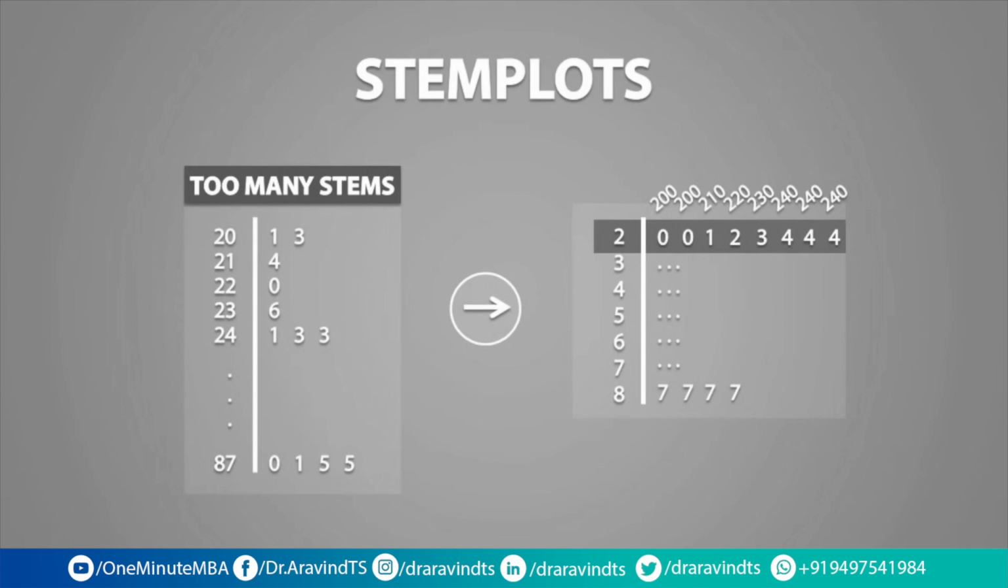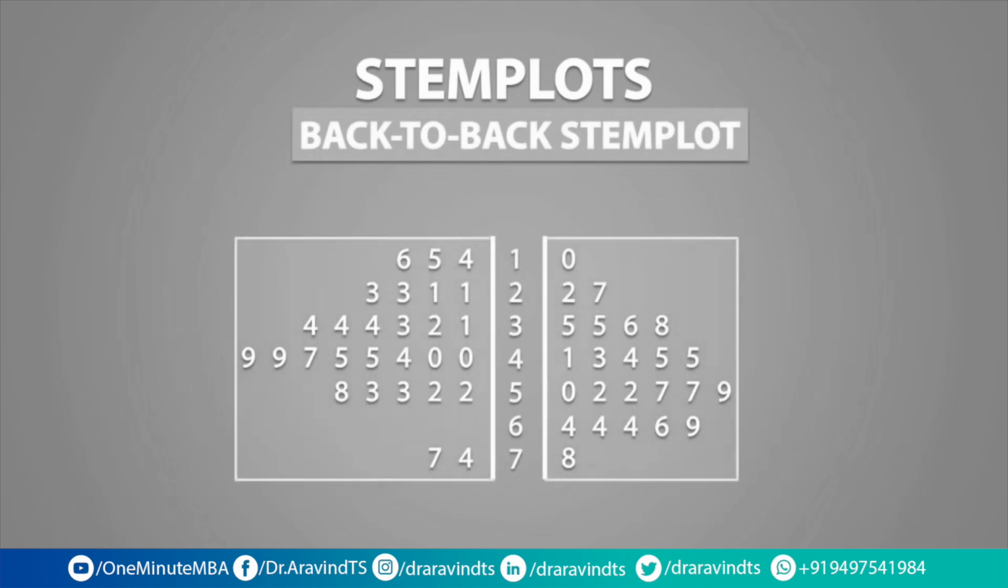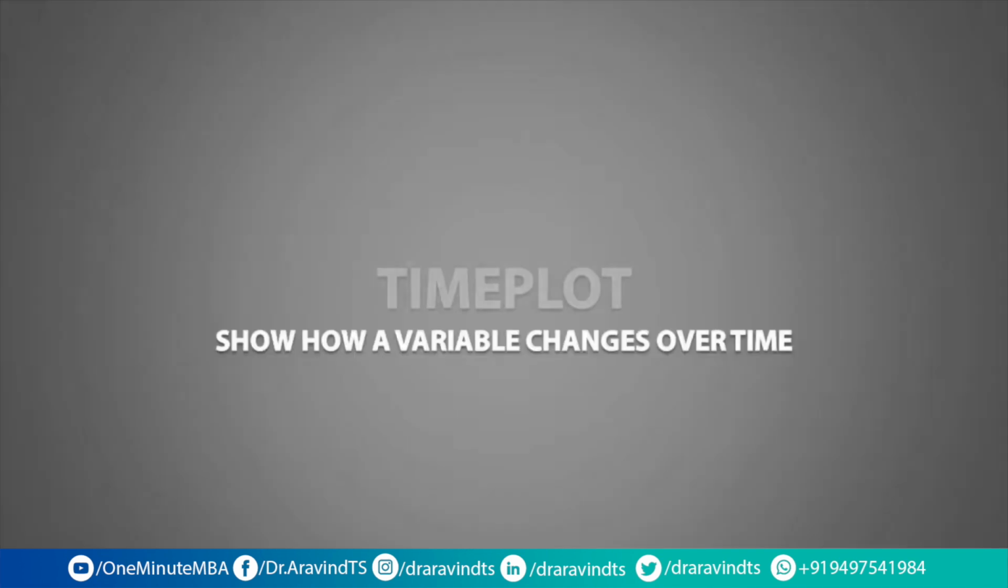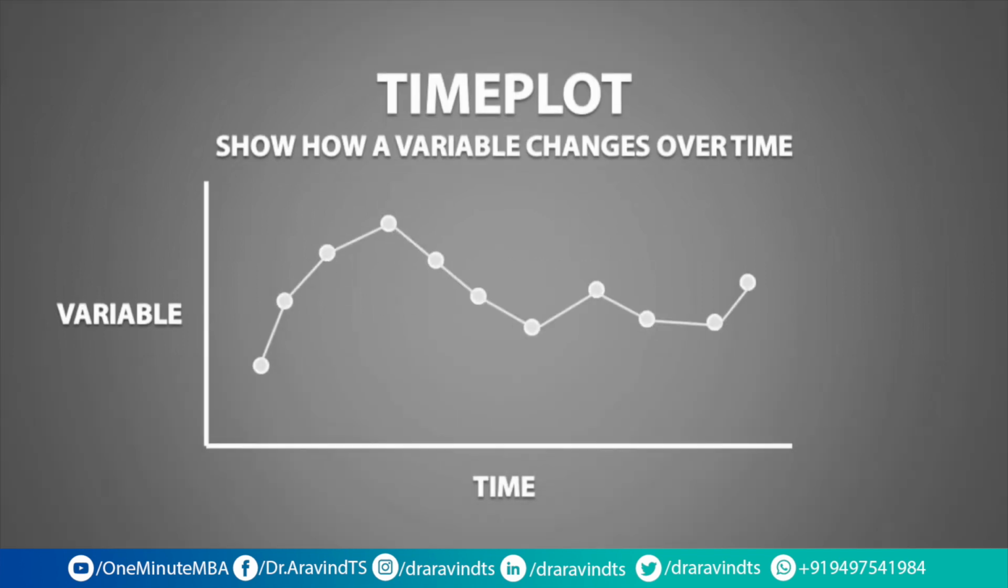Now the last type of stem plot we will be looking at is called a back-to-back stem plot. Back-to-back stem plots are used to display and compare two distributions by using the same set of stems. So for example, we could compare data from males and females, or data from cats and dogs. Another way to display quantitative data is by using a time plot. Time plots show how a variable changes over time. By convention, time is always plotted on the x-axis, and the values of a variable are always plotted on the y-axis.